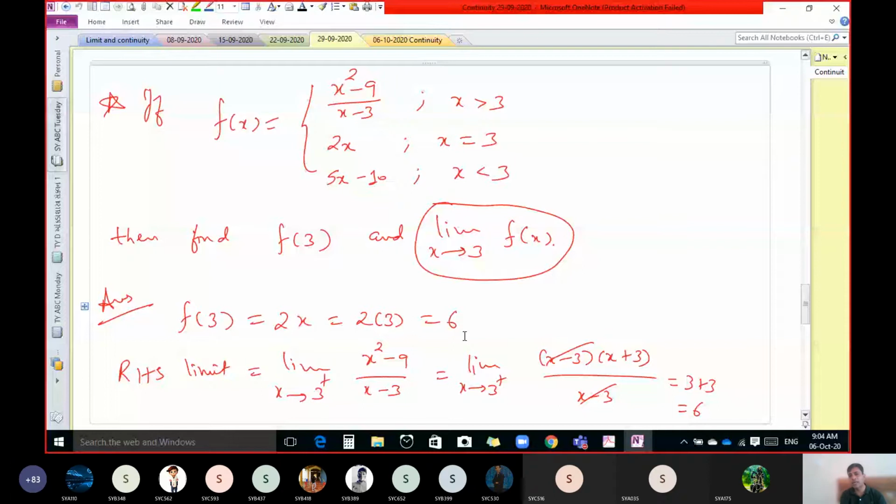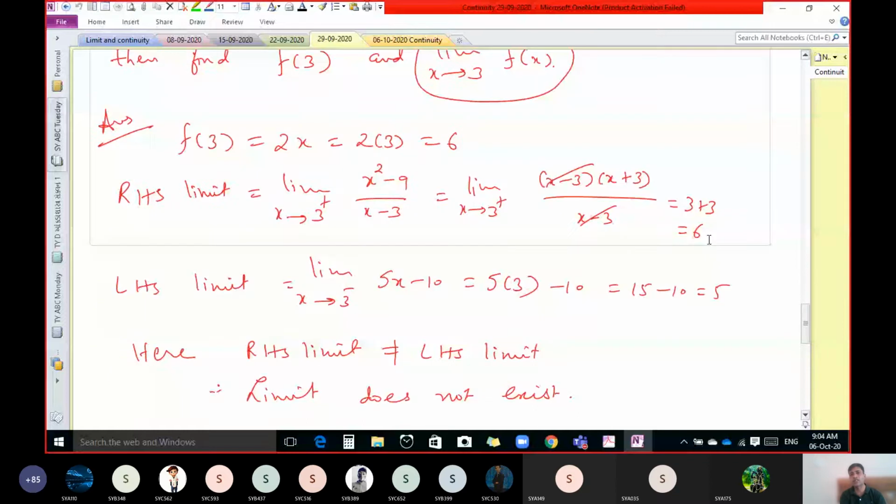Now we want to find the limit as x tends to 3 of f of x. So what do we have to do? We have to find two limits: one is the right hand side limit, the other is the left hand side limit. In the right hand side limit, it's 3 plus, which means more than 3. More than 3 means x square minus 9 upon x minus 3. Now factorize this: x minus 3 and x plus 3 are the factors. Cancel x minus 3 and put x equal to 3 in the remaining part. So we get 3 plus 3, which is 6.